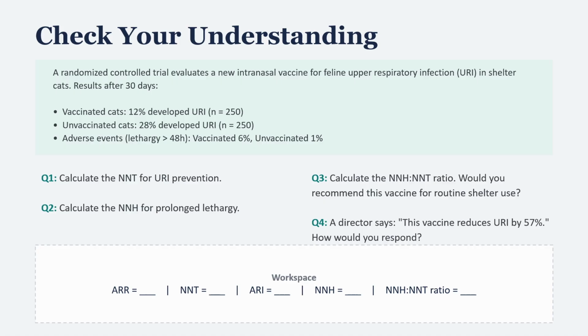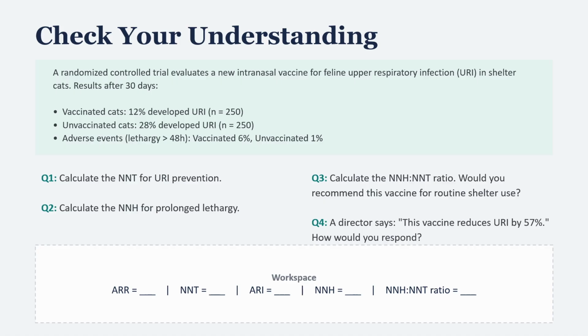Let's work through all 4 questions. Question 1, NNT. ARR equals the risk in the unvaccinated minus the risk in the vaccinated, equals 28% minus 12% equals 16%, equals 0.16. NNT equals 1 divided by 0.16, equals 6.25, rounded to 6. You need to vaccinate approximately 6 shelter cats to prevent 1 additional URI case over 30 days.